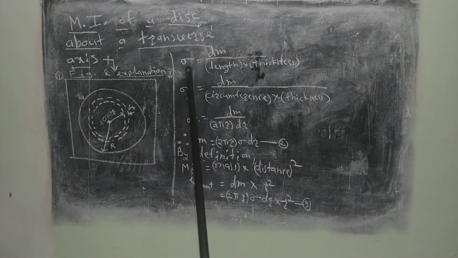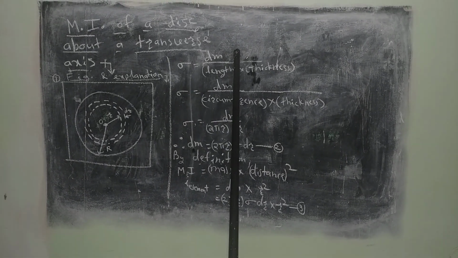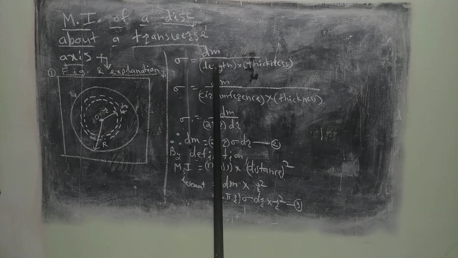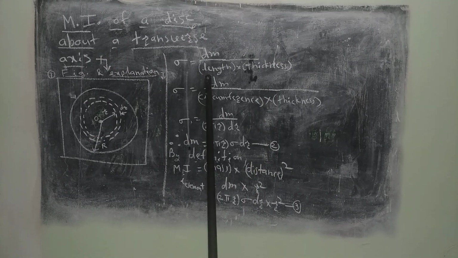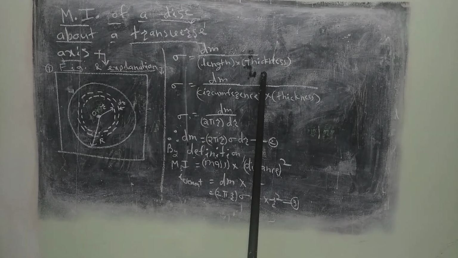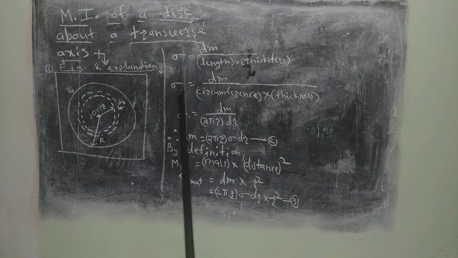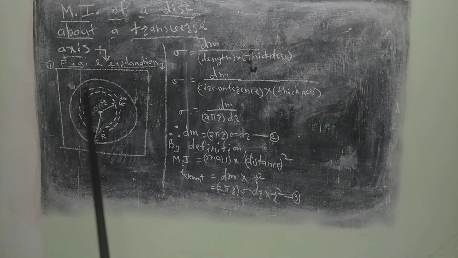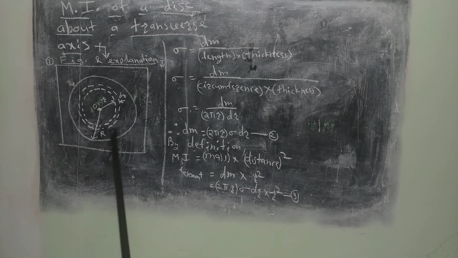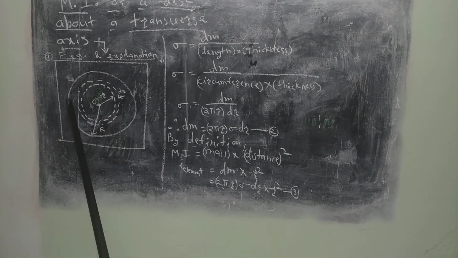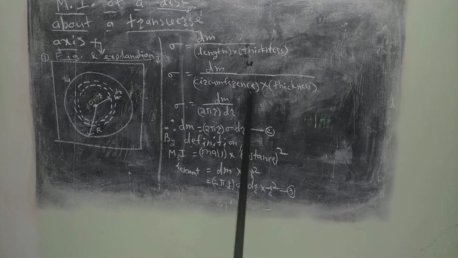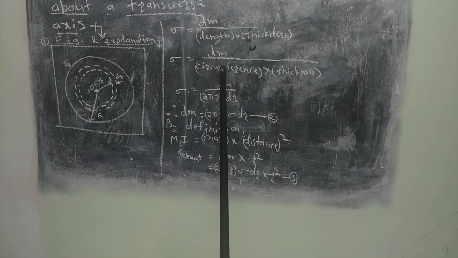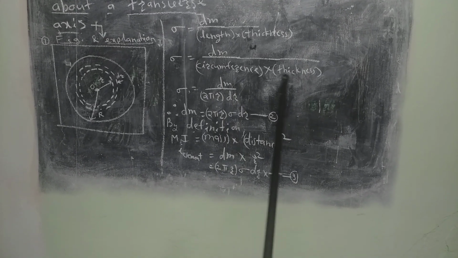So we get sigma is equal to dm upon area of the element. Density means mass divided by area. Area is a 2-dimensional concept, length into breadth. In this case, length into thickness. So sigma is equal to the mass of the element, that means dm, divided by the length of this ring. This ring is nothing but a circle, so its length is nothing but the circumference. Circumference indicates length and breadth indicates thickness. So we get dm divided by circumference into thickness.